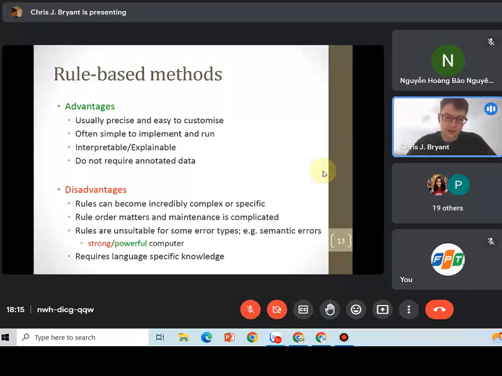Finally, rules also require language-specific knowledge. As I said, you need someone who really understands the ins and outs of grammar, which can be hard to find, or at least there are always exceptions, so you need someone who really knows a lot about grammar.